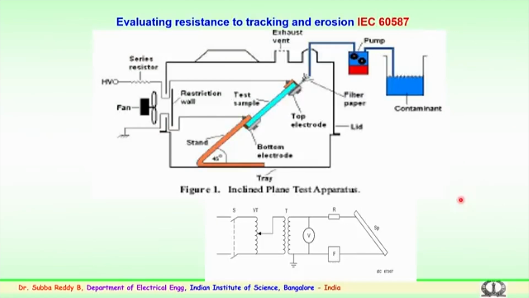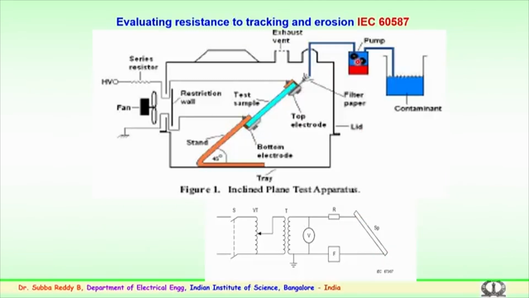This experimentation is as per the IEC 60587, which is internationally recognized, known as the inclined plane arrangement method. You have one top electrode and a bottom electrode. In this arrangement, the light green color indicates the sample which is fixed here. You have series resistors to control, you have a high voltage, and the sample sees the high voltage and the ground here.